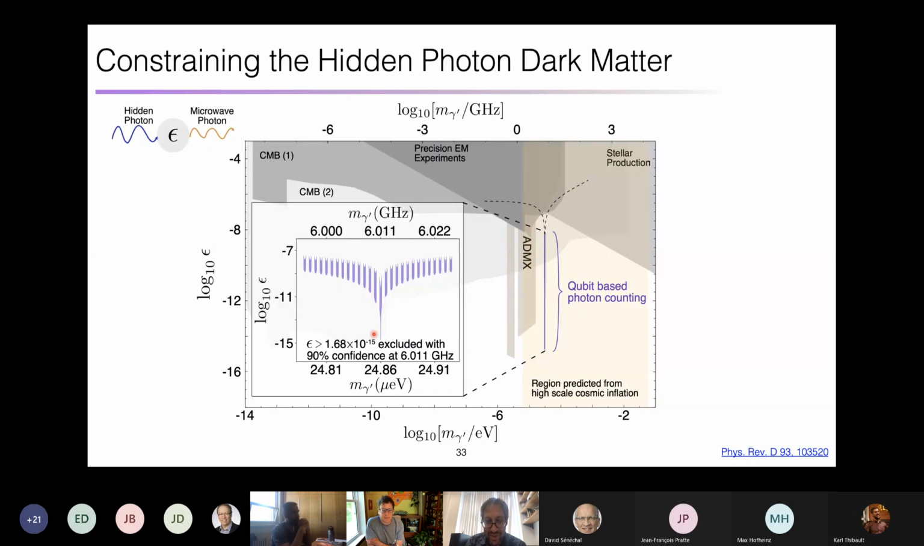And so basically the story I told you mostly refers to this very narrow line that goes down there, but there's actually sensitivity in this whole region here that's shaded, so one has to be a little bit more careful.